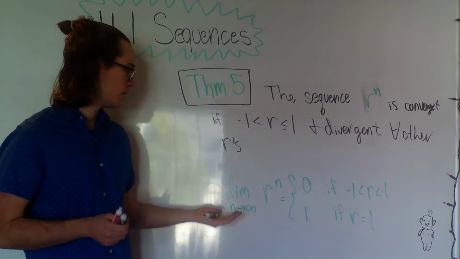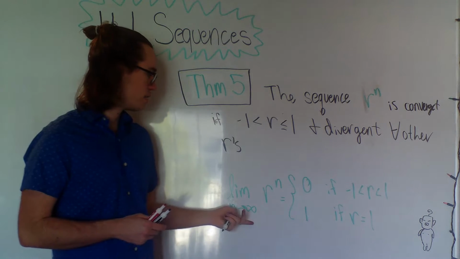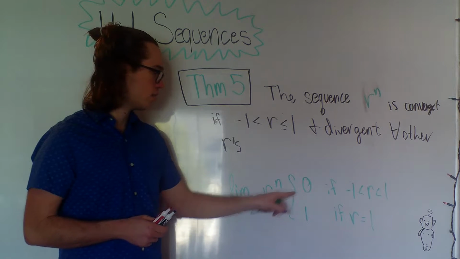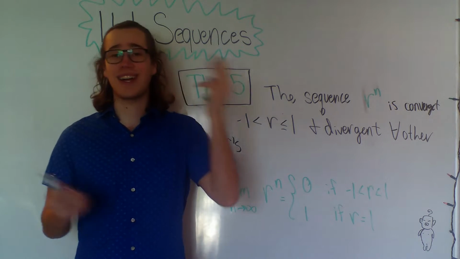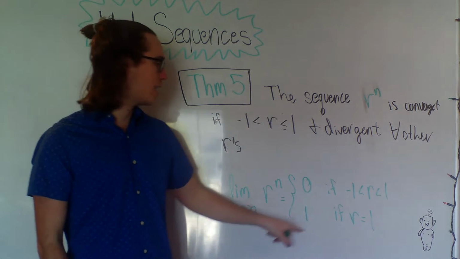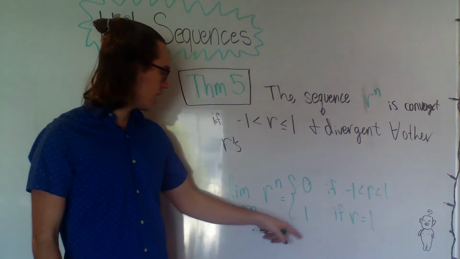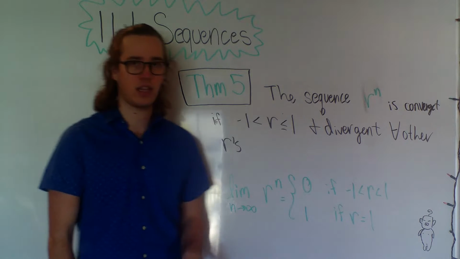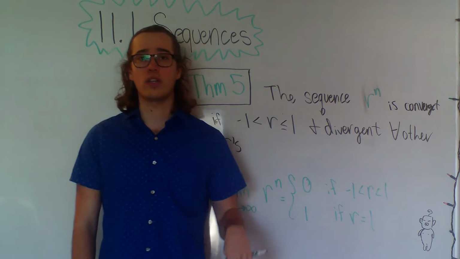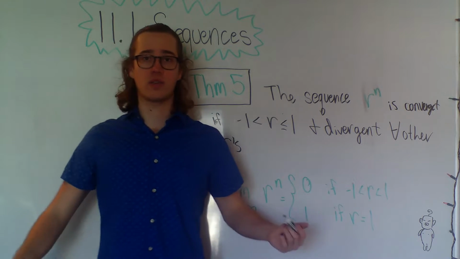So essentially, the limit as n approaches infinity of r to the n is equal to 0 if r is between -1 and 1, but not equal to either of them. And then if r equals 1, then our limit equals 1. And that makes sense, because if we just replace r with 1, that would be 1 to the n, and 1 to any power is always going to be 1.